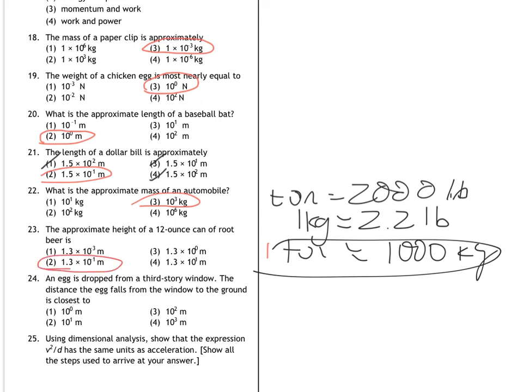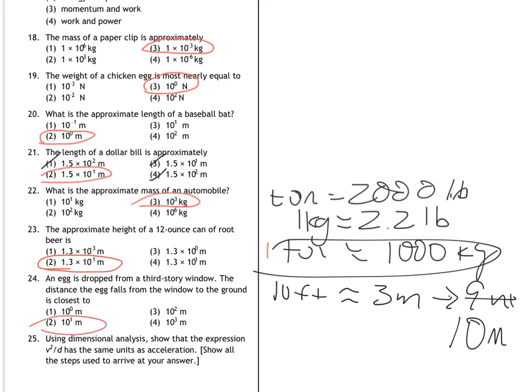Okay, 24, an egg is dropped from a third-story window. A story of a building is round about 10 feet, and 10 feet is round about 3 meters. So if we have a third-story window, think about 9 meters. Now, that's not very convenient, so I'm going to round it up to 10. And let's see if that helps. The distance the egg falls from the window to the ground is closest to, let's find the one that says 10 meters. And I believe that's choice 2.